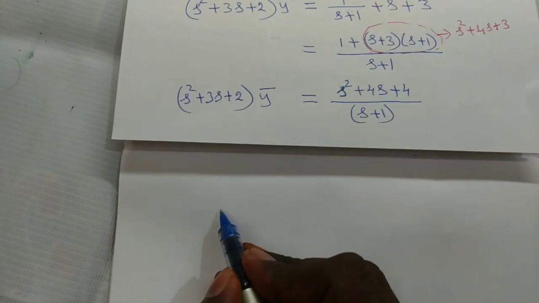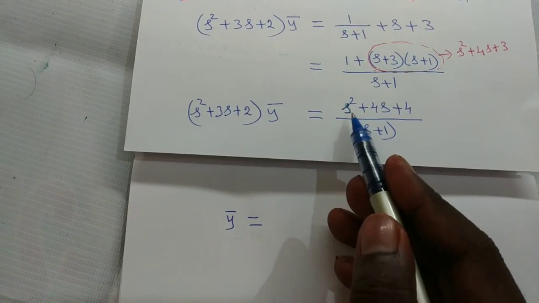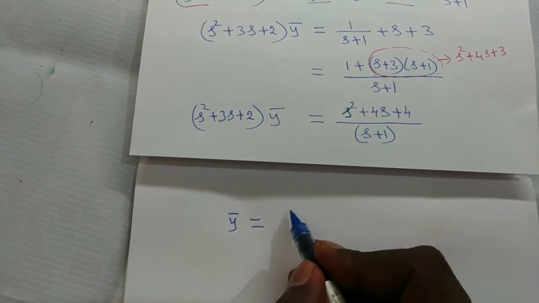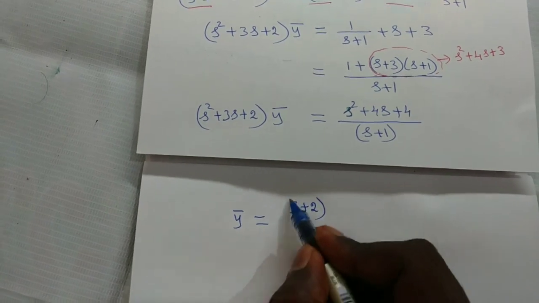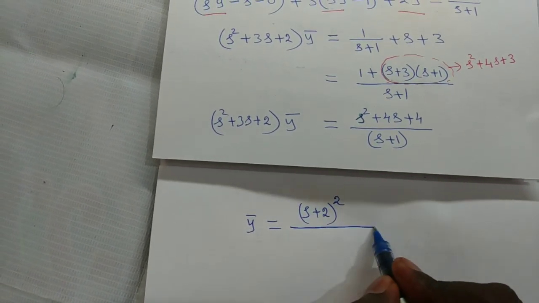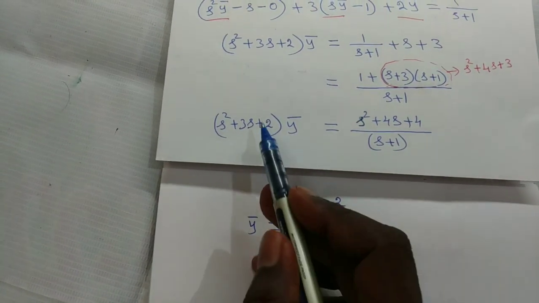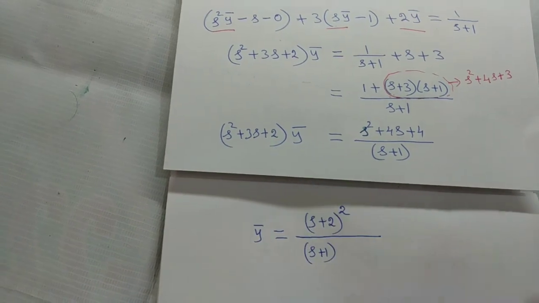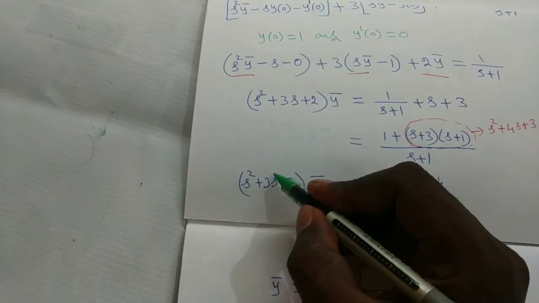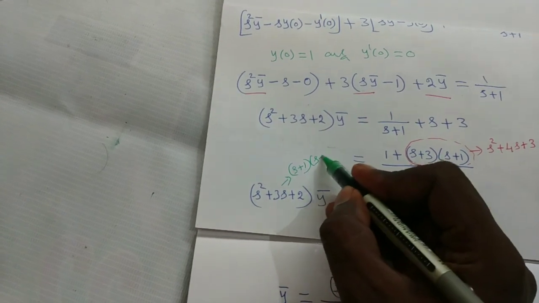Okay, now y bar is equal to, in the numerator, a square plus b square plus 2ab, so that it is (s plus 2) the whole square. The numerator is (s plus 2) the whole square, divided by (s plus 1) into this term. The factorization of the term is (s plus 1) into (s plus 2).